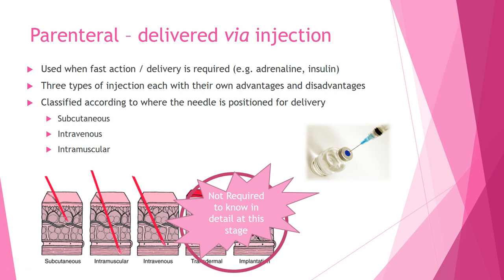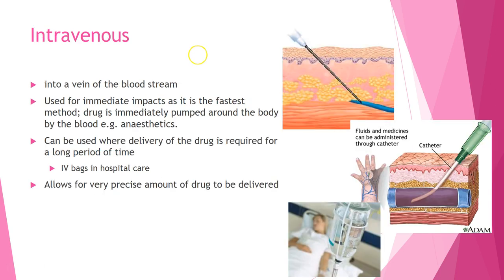Okay, so while there are different types of injection, and even transdermal and implants can be considered a type of injection, there are three that we need to know about. These are the subcutaneous, intravenous, and intramuscular, and we need to be able to list the different advantages and disadvantages of each of these and be able to compare and contrast.